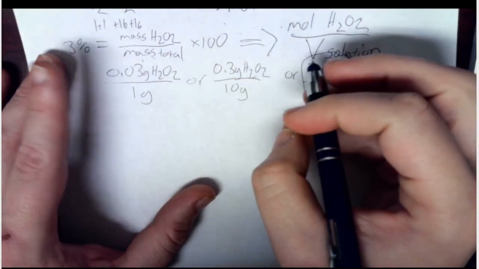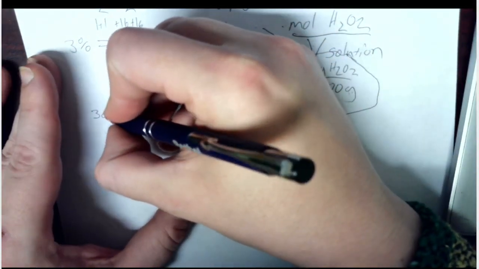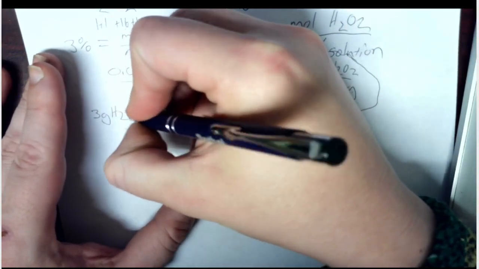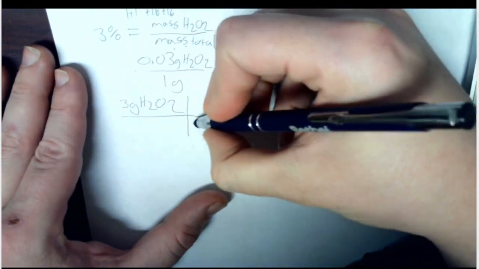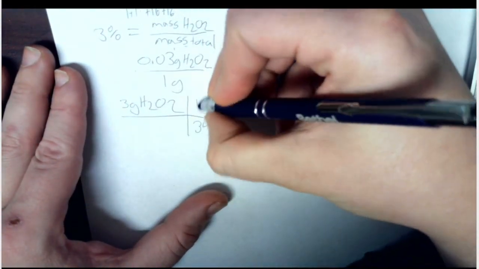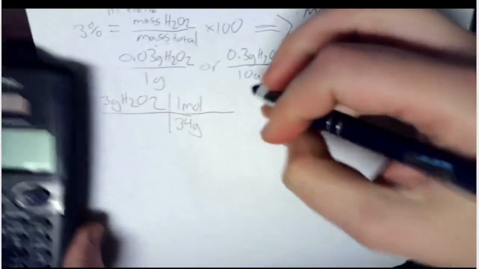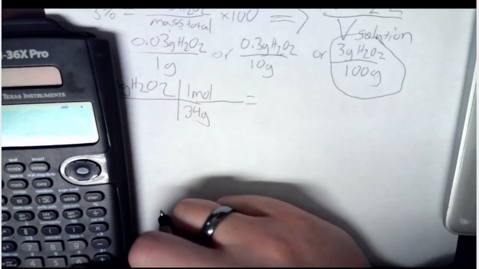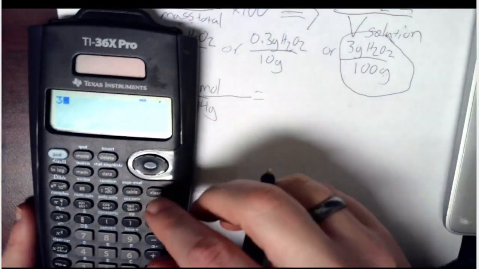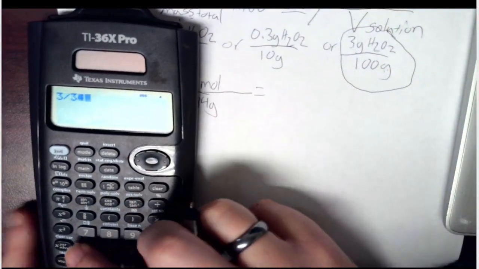So with that in mind, 3 grams of H2O2 has a molar mass of 34 grams per 1 mole of H2O2. So what is my moles of H2O2? My moles are 3 divided by 34.